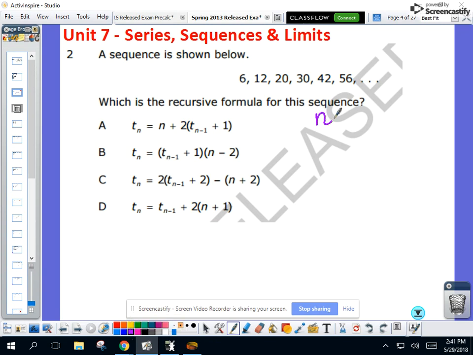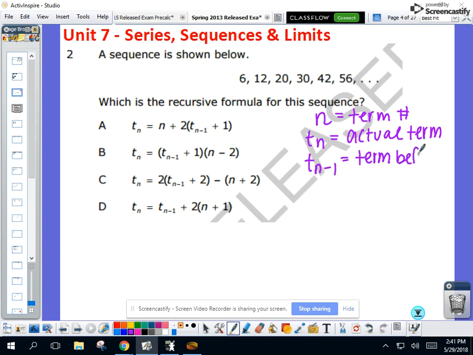First of all, n is going to be equal to the term number that you are on. So the first term, n, would be 1, and so on and so forth. T sub n is the actual term that you are on. So the first term, if n is 1, t sub n would be 6. Then t sub n minus 1 is the term before. Knowing these things will be helpful to you when you are guessing and checking. So I can start plugging some information into these formulas.